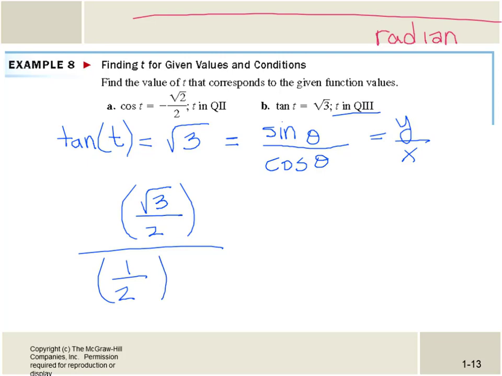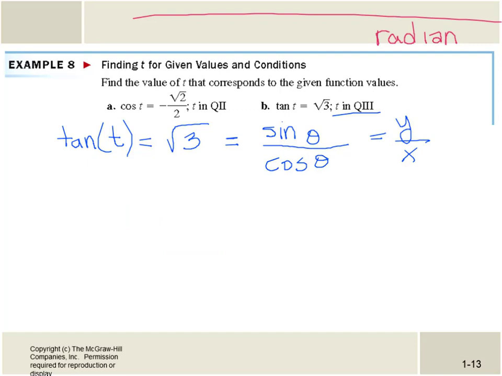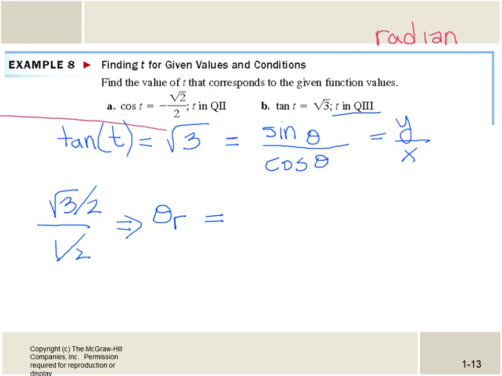Here, let me do it slower, because this is a little harder, I know. If I have the square root of 3, let's make it the square root of 3 over 1, right? Well, I'm going to multiply both the numerator and the denominator by 1/2. And I get this. So now what's the reference angle that gives me that y value being square root of 3 over 2 and the x value being 1/2? Pi over 3, right? We're not going to answer in degrees right now. We're just going to do radians.